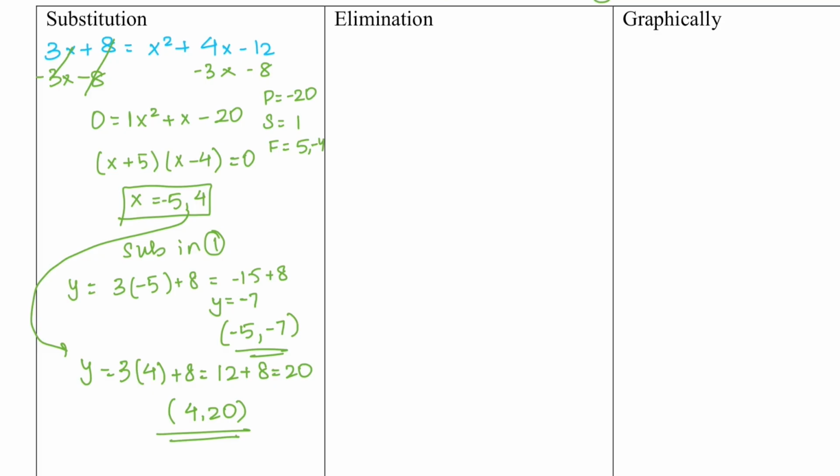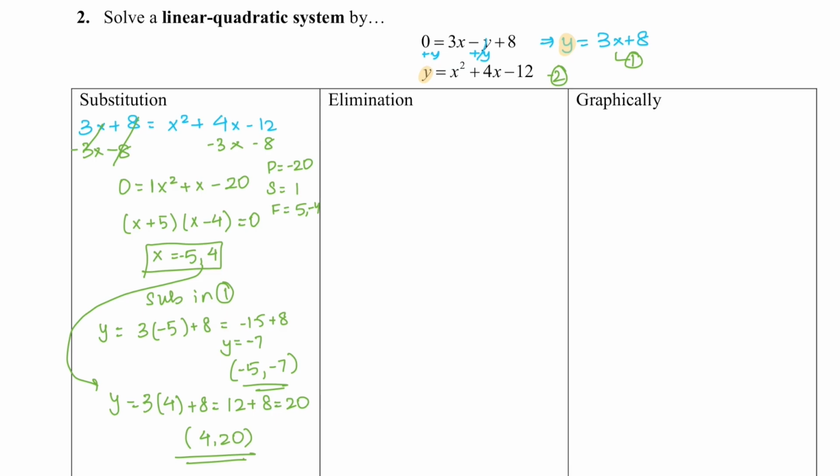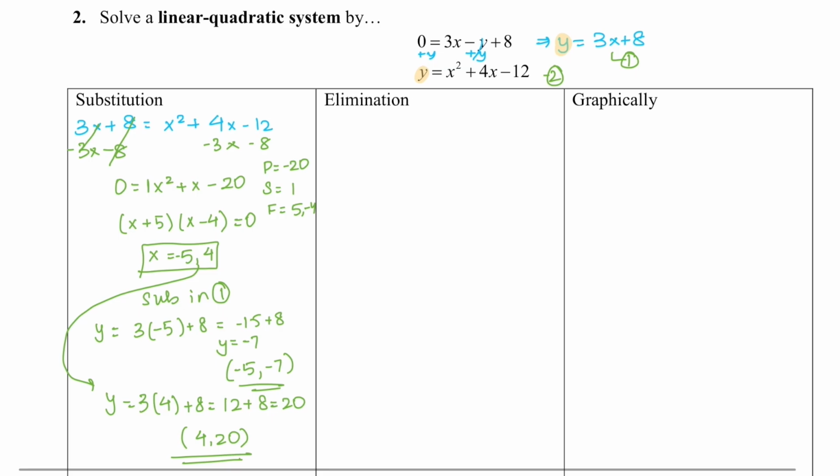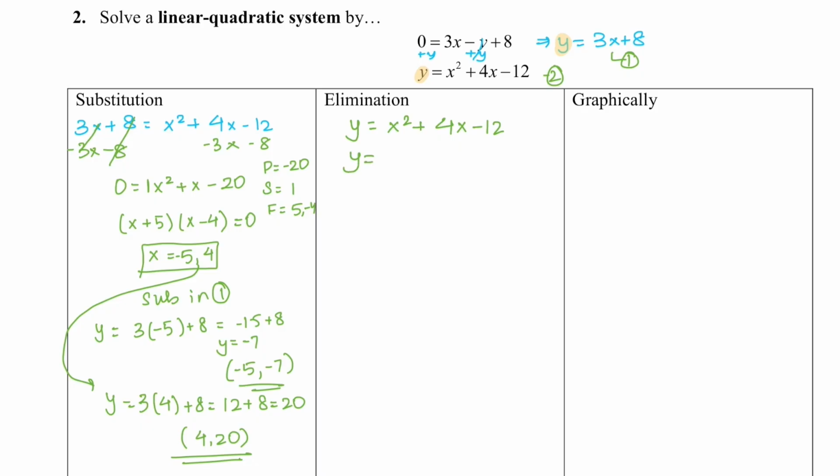Let's do elimination now. For elimination, you just want to eliminate your y variable. I'll arrange it as y is equal to x squared plus 4x minus 12, and then y is equal to 3x plus 8. And I can subtract my second equation from my first one because signs are the same. y minus y is 0. 0 is equal to 4x minus 3x, which is positive x, minus 12 minus 8, which is negative 20. So add 20 on both sides.